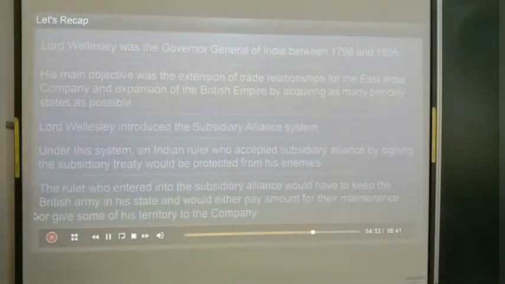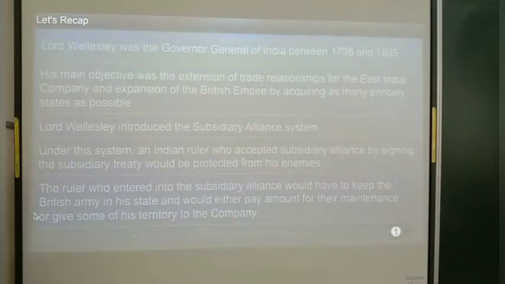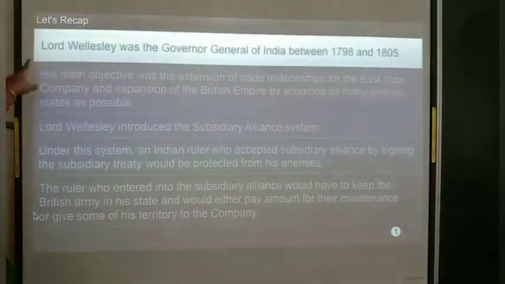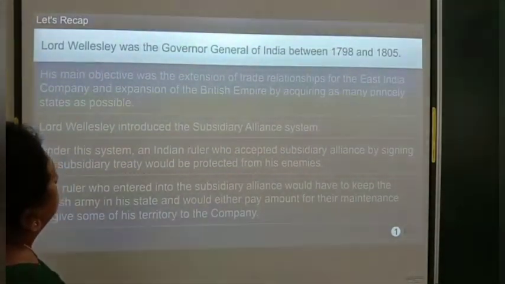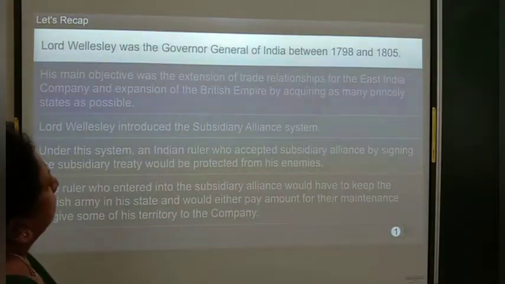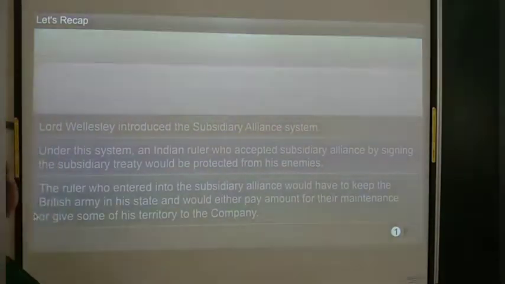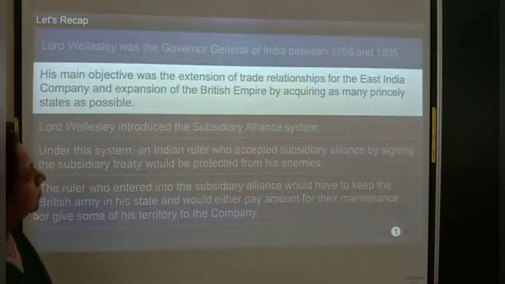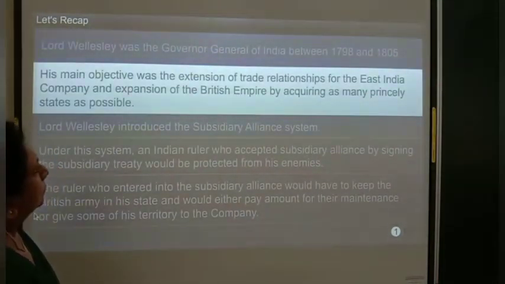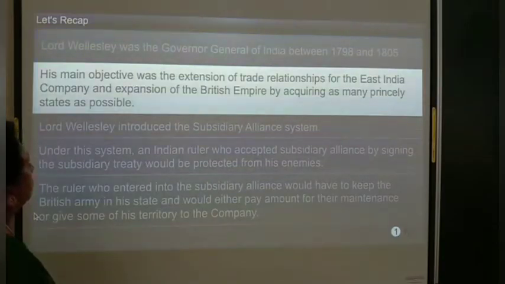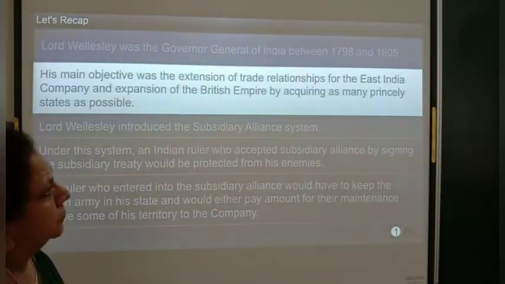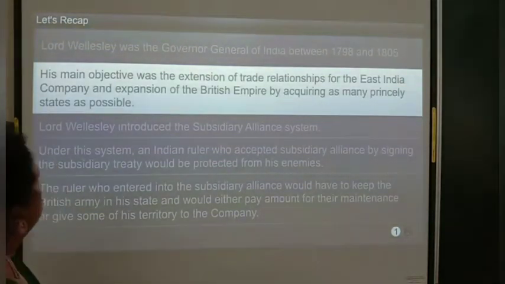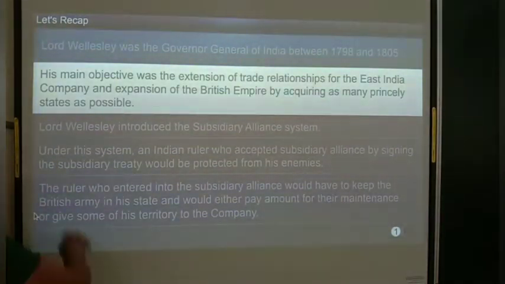You have now reached the end of this module. In this module, you learned that Lord Wellesley was the Governor General of India between 1798 and 1805. His main objective was the extension of trade relationships for the East India Company and expansion of the British Empire by acquiring as many princely states as possible.